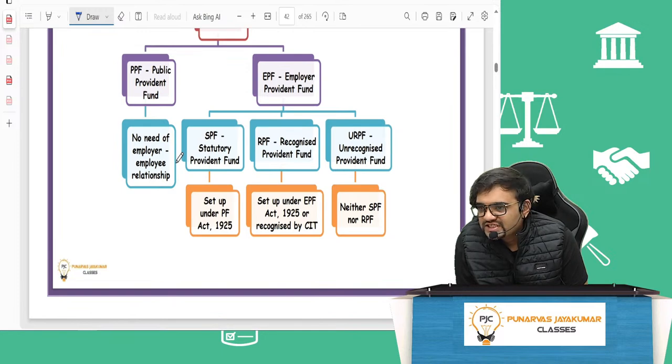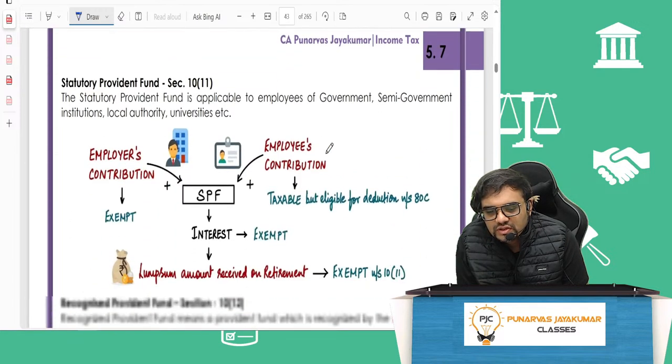So in that, there are three things: SPF, Statutory Provident Fund, RPF, Recognized Provident Fund, and URPF, Unrecognized Provident Fund. Statutory Provident Fund is set up under the PF Act 1925. RPF, recognized provident fund, is set up under the EPF Act and recognized by the Commissioner of Income Tax. URPF, unrecognized provident fund, is neither a statutory provident fund nor a recognized provident fund. Generally, if contribution is made to an unrecognized provident fund, in PGBP it is disallowed, because anything which is unrecognized cannot be taken into account. These two will be taken into account.